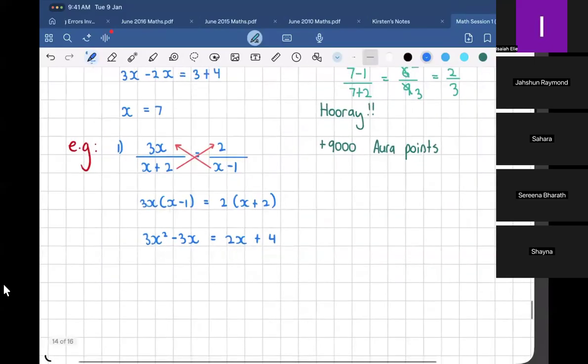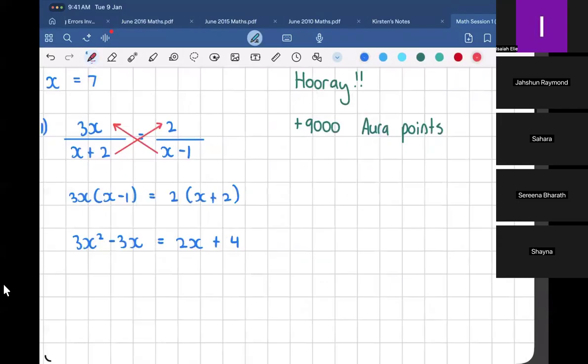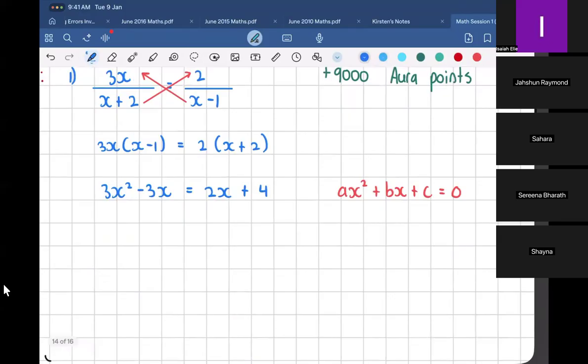Now, we want to put this in the form of a quadratic. Now, some of you might be confused here. A quadratic looks like this: ax squared plus bx plus c is equal to 0. So in other words, we want everything on the left-hand side. So let's do that. If I move across absolutely everything to the left-hand side, it's going to be 3x squared minus 3x. And if I move across 2x, what would it become? Minus 2x. If I move across plus 4, what would it become? Minus 4. And since I move across everything from here, is there anything left on the right-hand side? No. So it'd just be 0.